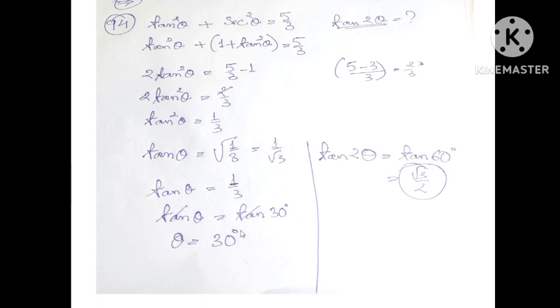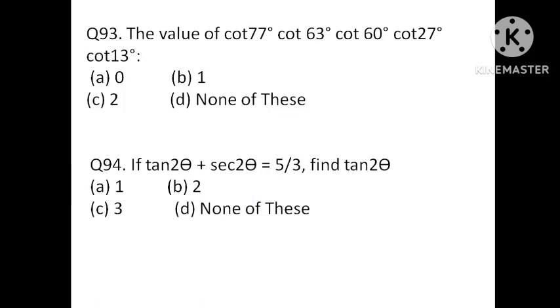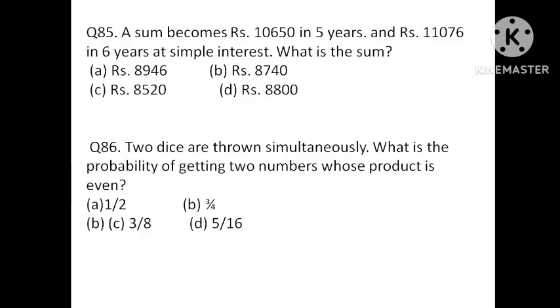So what did we get? Theta equals 30 degree. So tan 2 theta will be what? Tan 60. Theta is 30, so twice of theta will be 60, no? So tan 60 value is what? Root 3 by 2. This value you can find from the table in the class 10 mathematics. You have to memorize them also, okay? So 93 we have done, 94 we have done. Is there anything left?